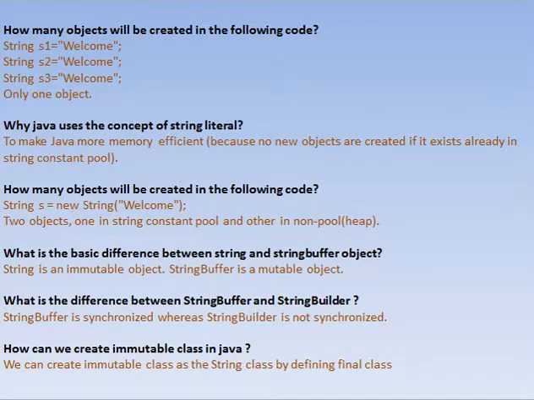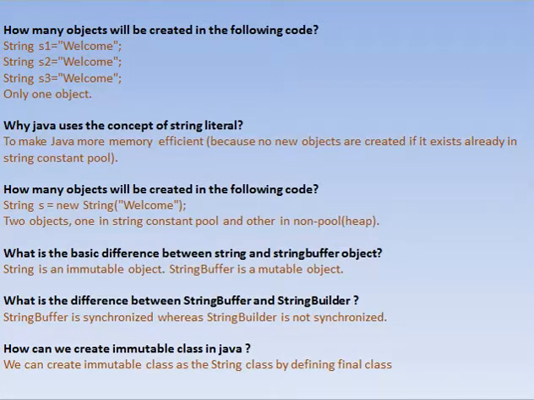How many objects will be created in the following code? String s = new String("welcome"); 2 objects, one in string constant pool and the other in non-pool heap. What is the basic difference between string and string buffer object? String is an immutable object. String buffer is a mutable object. What is the difference between string buffer and string builder? String buffer is synchronized whereas string builder is not synchronized.